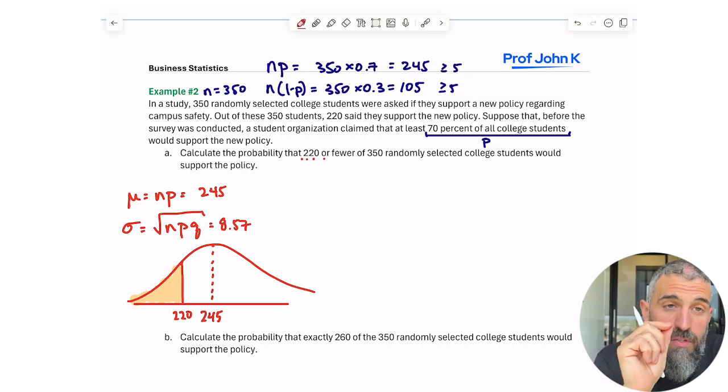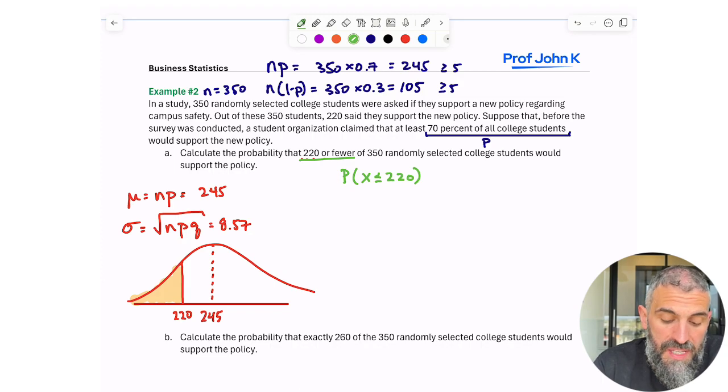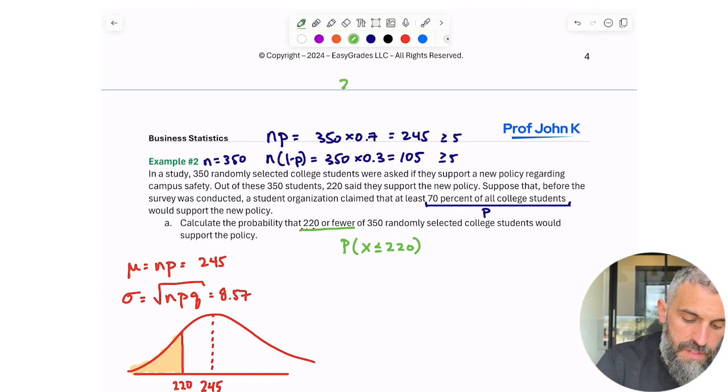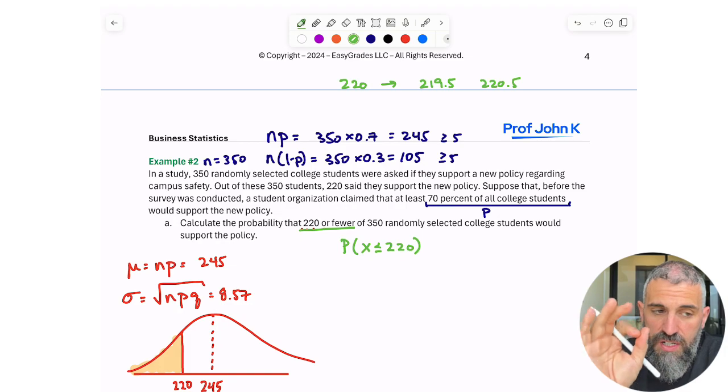Now, here's where you have to use your continuity correction. Because we want the area to the left of 220, the probability that x is less than or equal to 220, because they said 220 or fewer, we need 220 to be included in the outcome. Remember that 220, technically, if we do the continuity correction, is everything from 219.5 to 220.5. 0.5 above and 0.5 below, right? Let that sink in for a second. Any single number is actually a range, 0.5 above, 0.5 below.